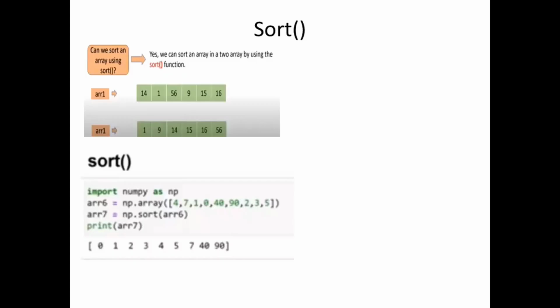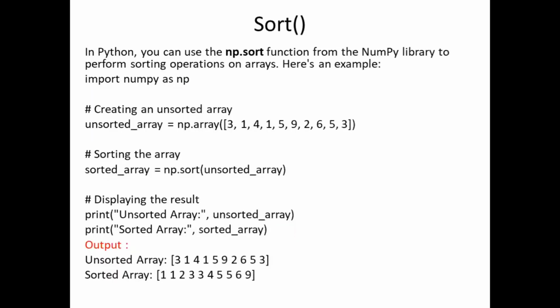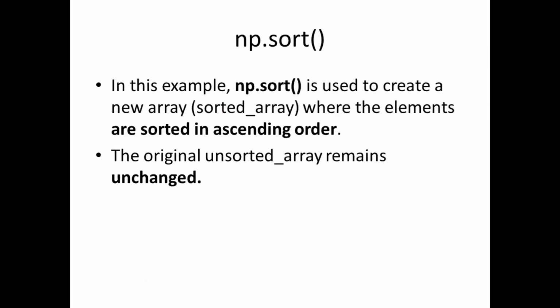Now we can sort the array using the sort function. Create the array elements and use np.sort, then you will get the sorted numbers. You can use the np.sort function from the NumPy library to perform the sorting operation on the array. This is the example given. The sort function is used to create a new array where the elements are sorted in ascending order, so the original unsorted elements remain unchanged. This is the difference: when you use np.sort, you create a new array sorted in ascending order, but the original array will not be changed, so it contains the original values.